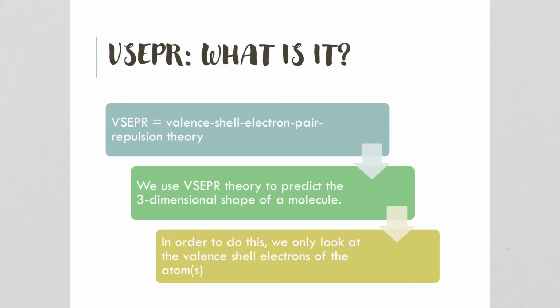We'll talk now about VSEPR and how we can use that to figure out the shapes of molecules. VSEPR is the valence shell electron pair repulsion theory. Basically, electron pairs repel each other. Because those electron pairs repel each other, it forces molecules into particular shapes. So we use VSEPR theory to predict the 3D shapes of molecules. In order to do that, we only look at the valence shell electrons of the atoms, just like for everything else. So we're going to practice with VSEPR.